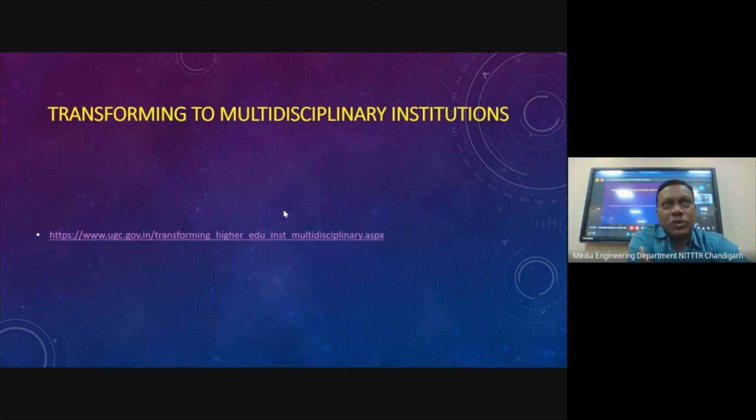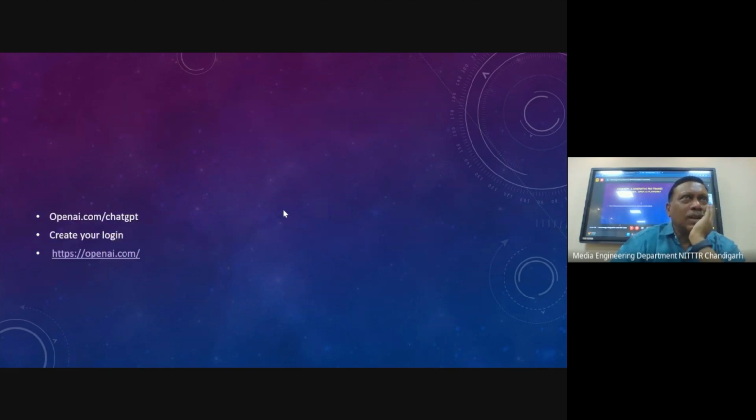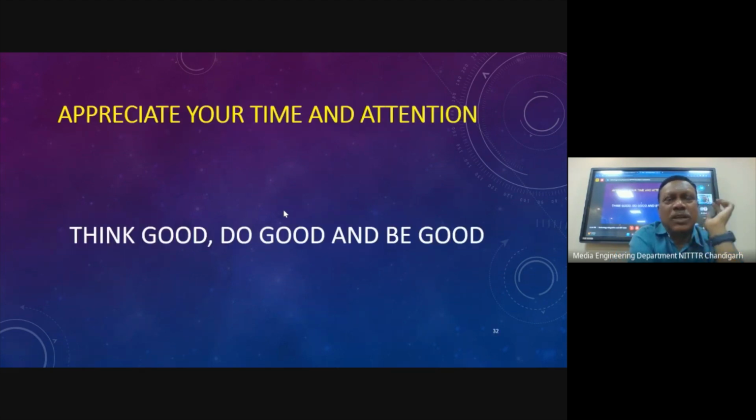Then, multidisciplinary institute: how to become a multidisciplinary institute, more or less detailed guidelines are also in place. So that can also be looked into. You can have a look at how an institute can transform itself into a multidisciplinary educational institute. In addition to this, there are more such documents which we have already discussed. This chart, the generative pre-trained transformer, I'll skip now. What I wanted to share with you is that the OpenAI platform has given you a lot of freedom and a lot of learning resources to share with your students.